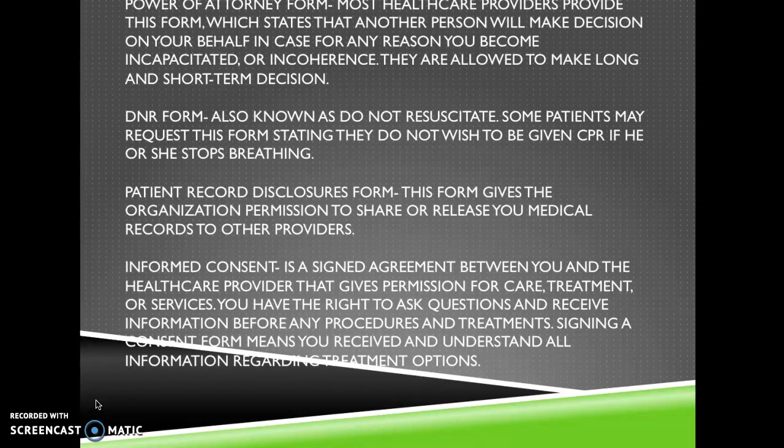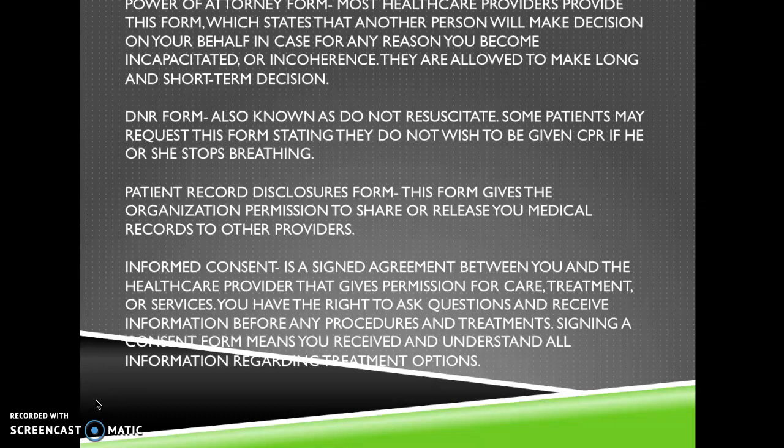Power of attorney form. Most healthcare providers provide this form, which states that another person will make decisions on your behalf in case you for any reason become incapacitated or incoherent. They are allowed to make long and short-term decisions.